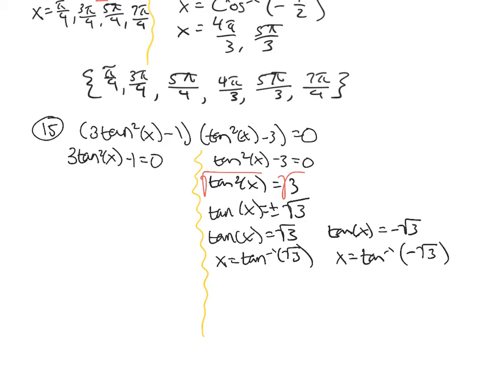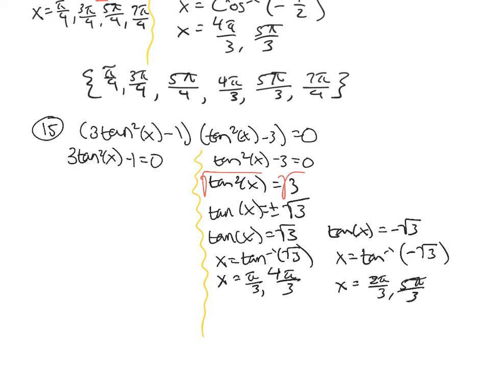So again, you may not be as familiar with your tangent. That is fine. This may take you a little bit more time. Do what you can. But for our positive side, you're going to get x is equal to pi over 3 and 4 pi over 3. And for our negative side here, you're going to get 2 pi over 3 and 5 pi over 3.